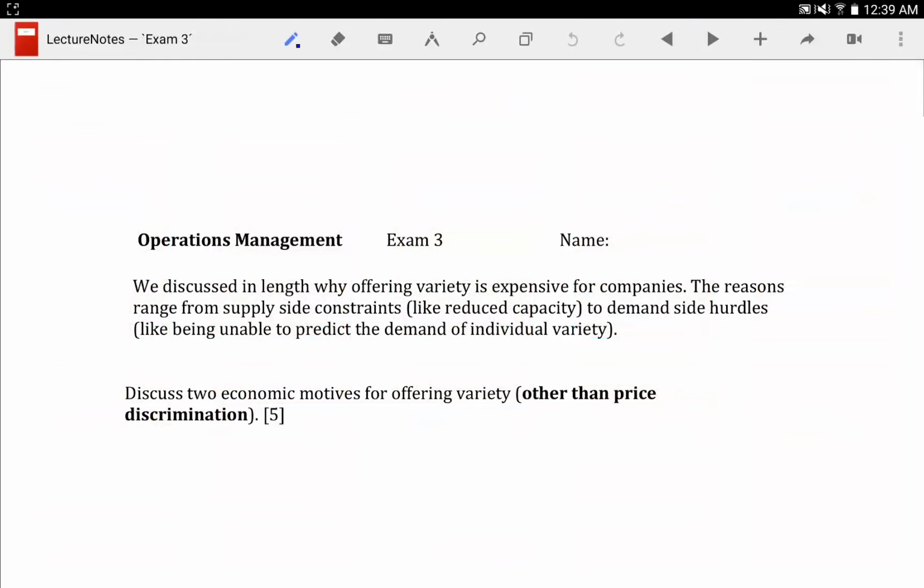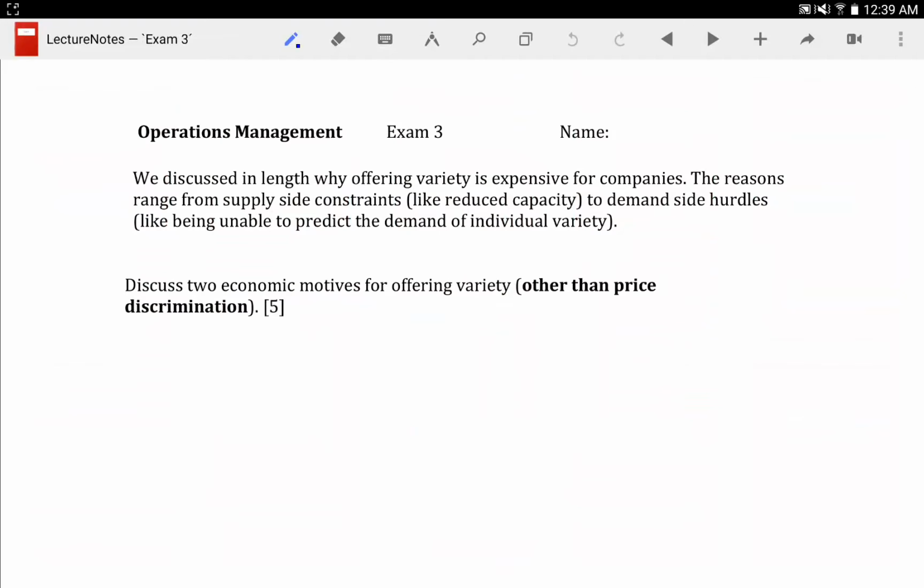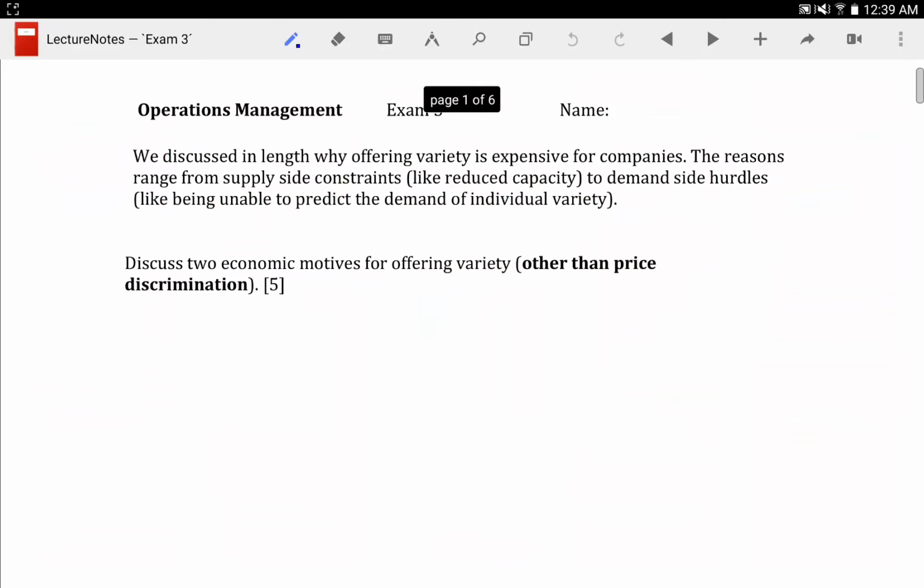Alright, let's get started with the solution for exam 3. Well, the first question says, discuss two economic motivations for offering variety other than price discrimination.